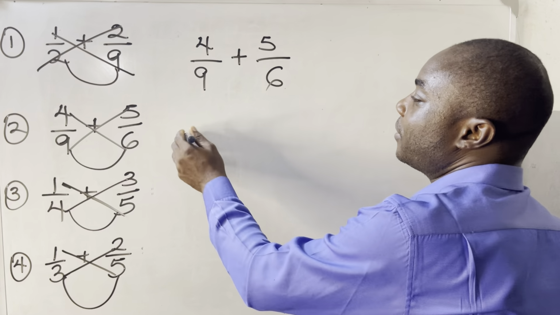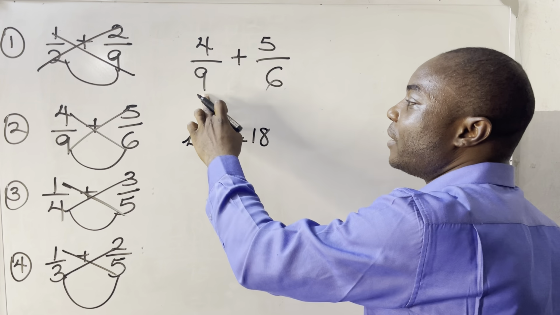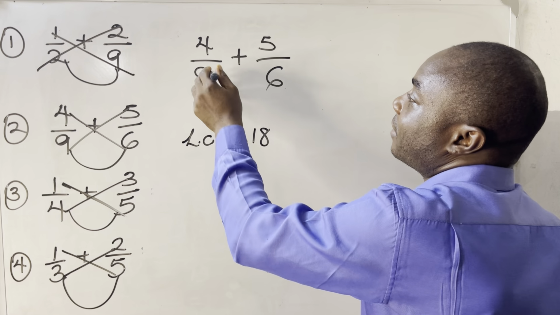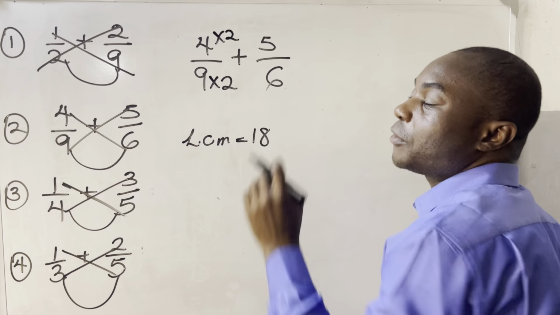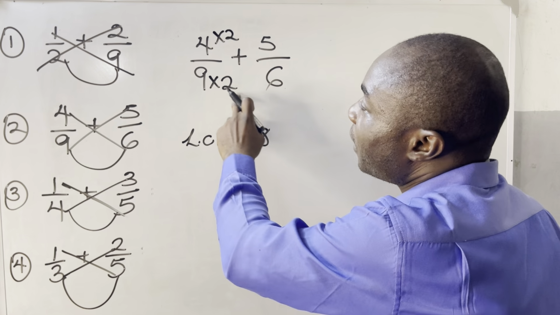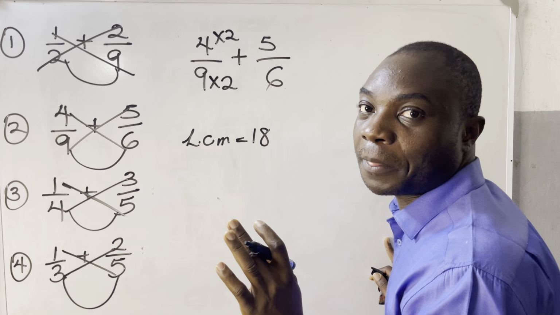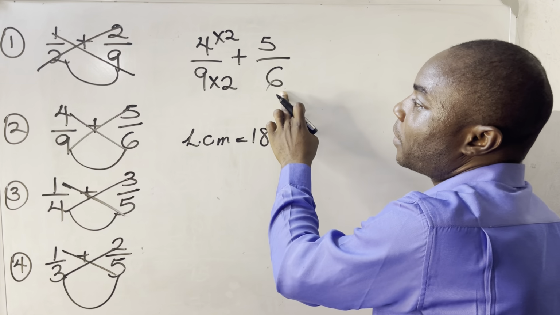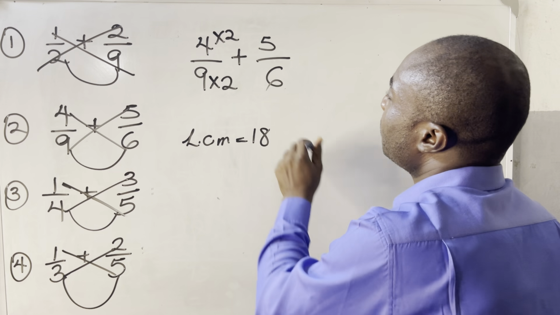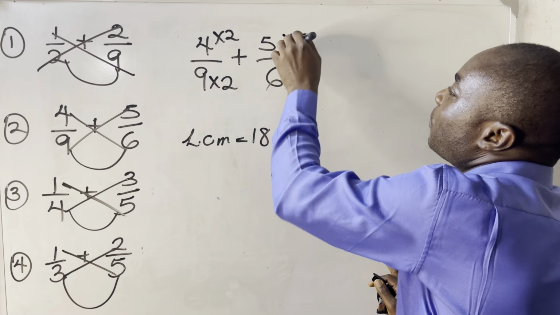Now, since our LCM is 18, we ask ourselves 9 times what to give us 18, and the answer is 9 times 2. So we'll put times 2 here and also times 2 for the numerator. Don't forget, whatever you do for Mr. A down here, you do that for Mr. B up. All right, denominator, numerator. Then let's come to this 6 here. Now 6 times what will give us 18? It is 6 times 3. Times 3 and also times 3.